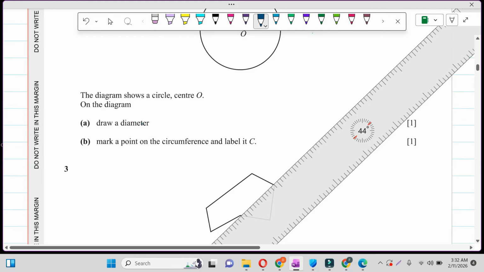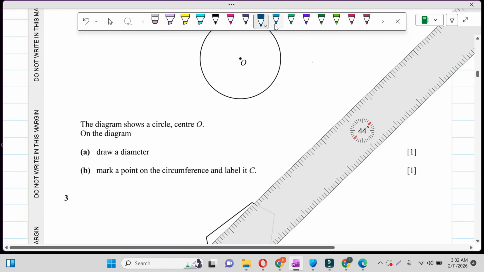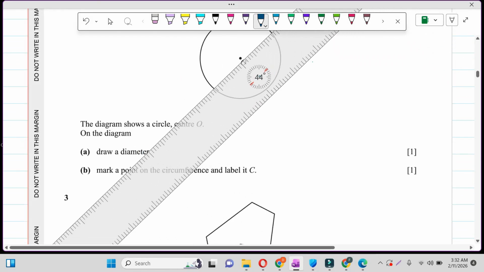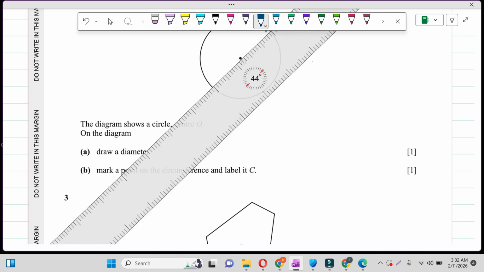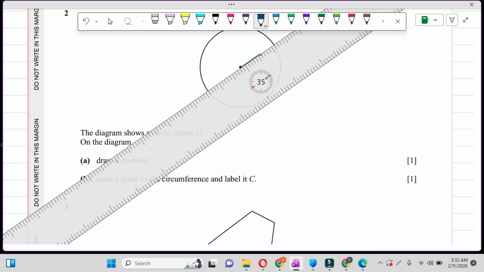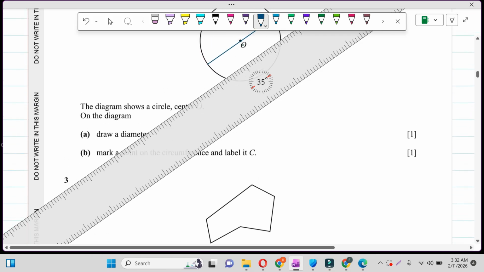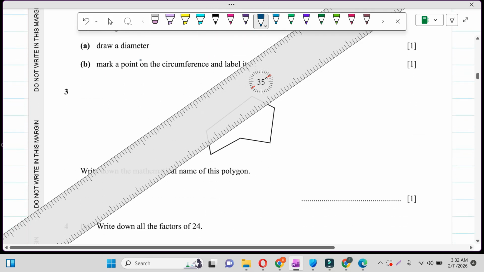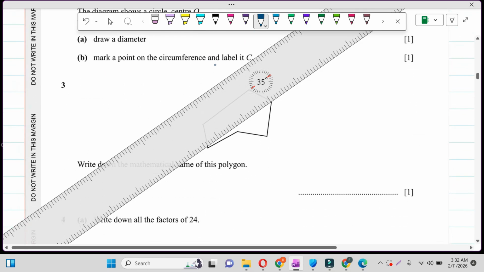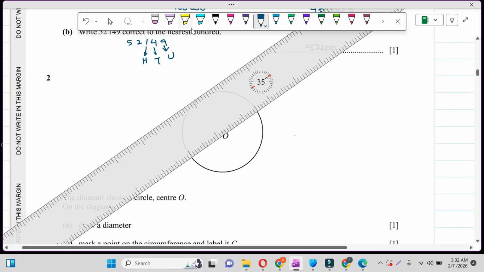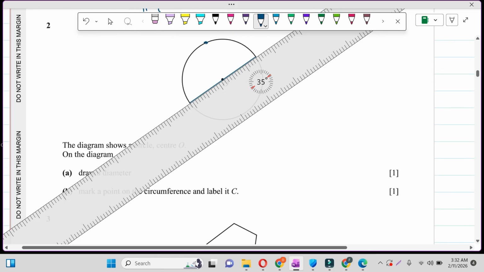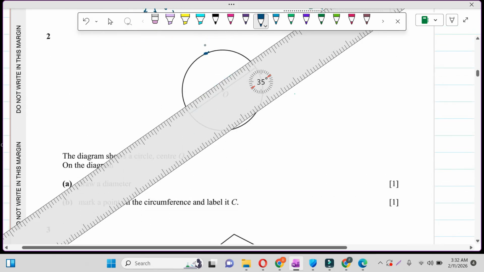Question number 2. The diagram shows a circle with center O. On the diagram, draw a diameter. We need to draw a line which is passing through the center and joining the 2 points in the circle. So this is the diameter. We have drawn the diameter. Mark a point on the circumference and label it C. There is a point on the circumference and we label it C.